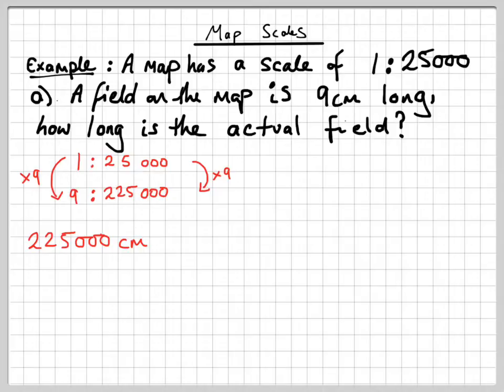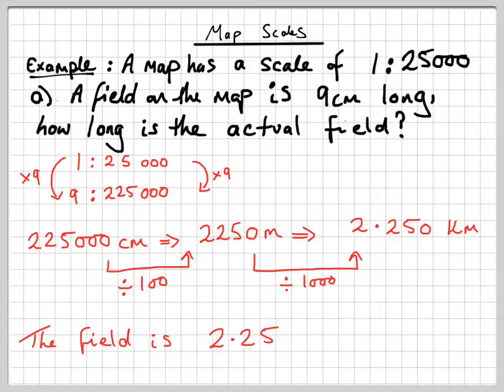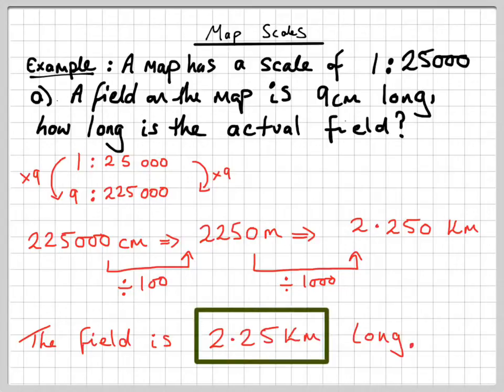The only problem is that's not a very sensible unit to use when measuring in the real world. So let's do something about that. If we divide it by 100, we'll be able to turn that into metres. So we've now got 2,250 metres. Let's divide that by 1,000, and that will give us 2.250 kilometres. Now the 0 on the end isn't really needed, so I can now write my final answer. The field is 2.25 kilometres long.